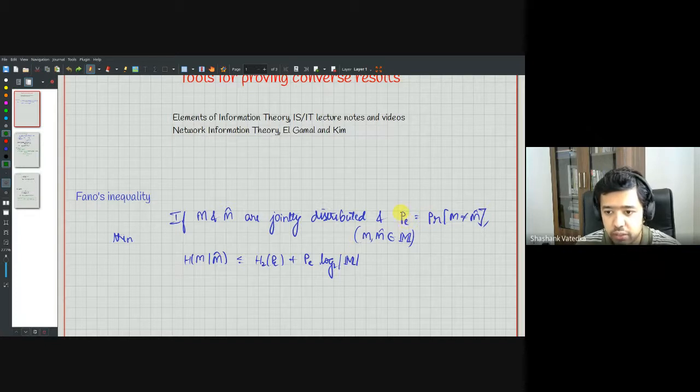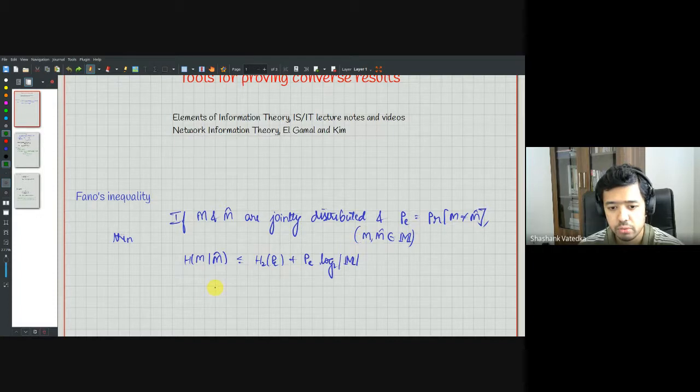let us define the probability of error as the probability that m is not equal to m hat. So the probability that your estimate is different from the actual random variable, then you can get a lower bound on the probability of error in terms of the conditional entropy. So the entropy of m given m hat is less than or equal to the binary entropy of PE, the probability of error, plus the probability of error times log of the cardinality of the set from where m and m hat are coming from.